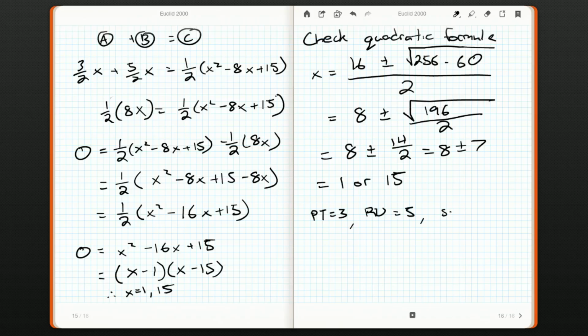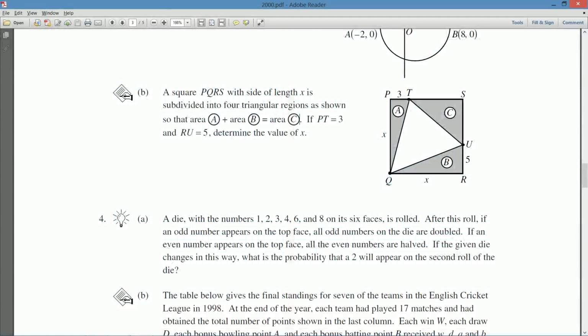These aren't much bigger than the sides, so we can see x has got to be bigger than or equal to 3 or 5. So we can't have x equals 1. We can't have a square of side length 1 and then a segment of one of its sides has length 3. That doesn't make any sense. X equals 15 is the only one of these two answers that is big enough to actually have a side that splits into 3 and 12 and 5 and 10. Okay? So x equals 15, and that's going to be our final answer, and we were able to show it.